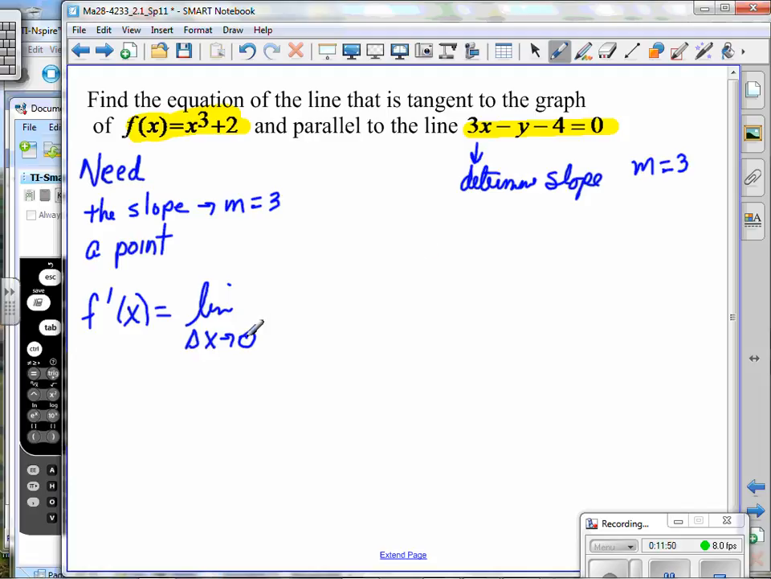Again, delta x stands for what? That's the change between the 2 points. One of the points is the point of tangency. And what am I going to write here? This fraction is nothing more than an expression for what? Slope.